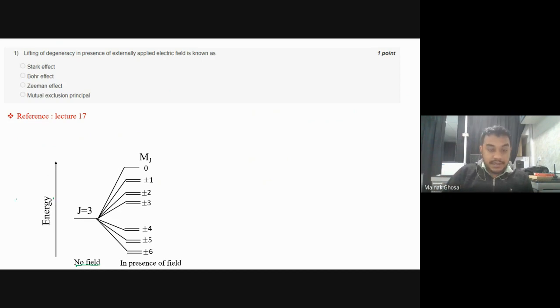This is uplifted in these 7 states. So why are there 7 states? Because I've discussed already that it is the J equals 3 state, and so what should be the degeneracy for J equals 3?